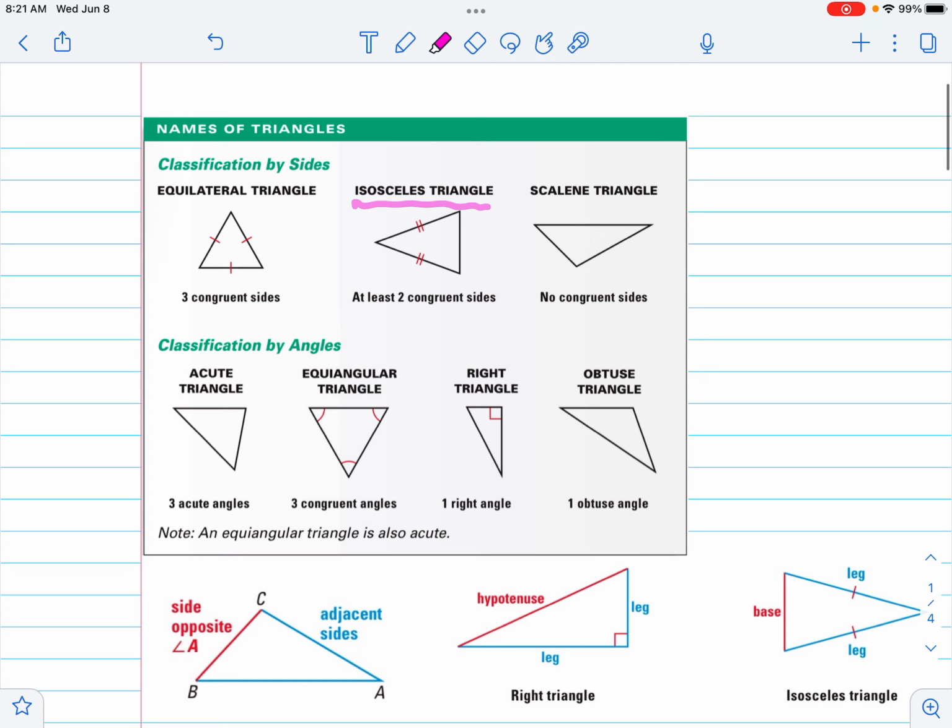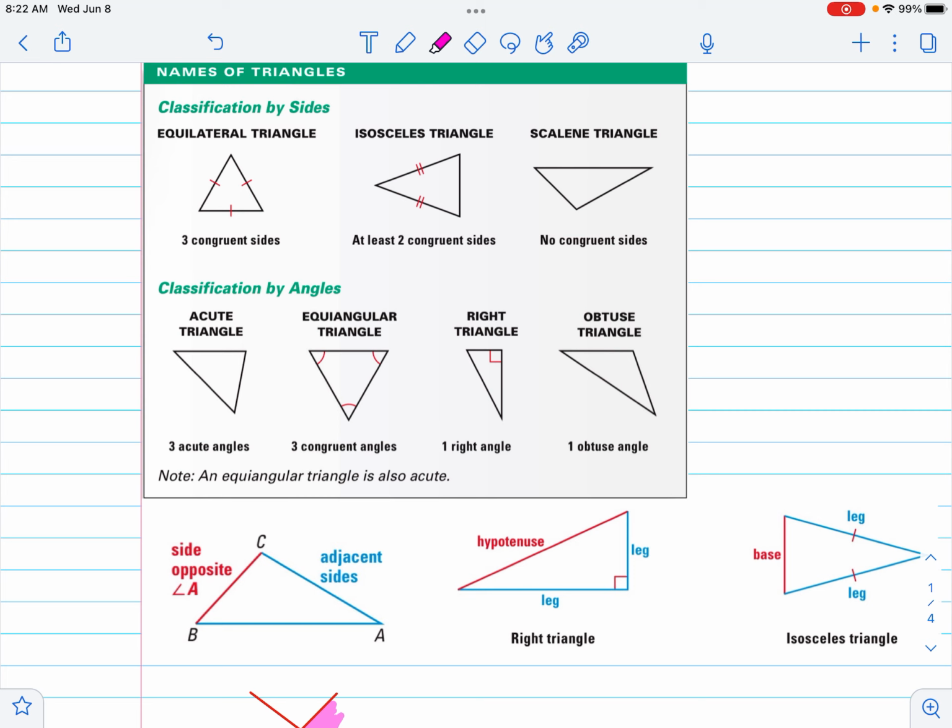Now, a scalene triangle has no congruent sides. So we're just learning some language here. Scalene triangle, no congruent sides. Now, an acute triangle has three acute angles. The three angles of the triangle are all less than 90 degrees. We call that an acute triangle.